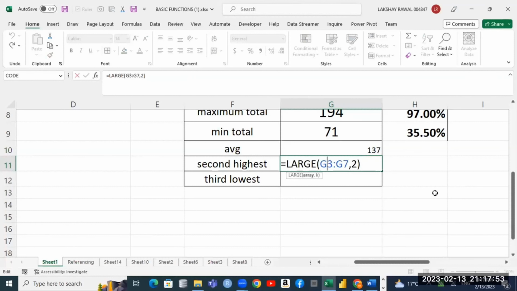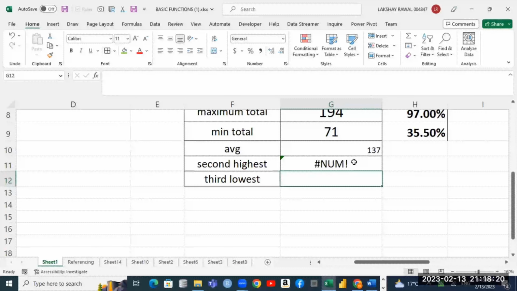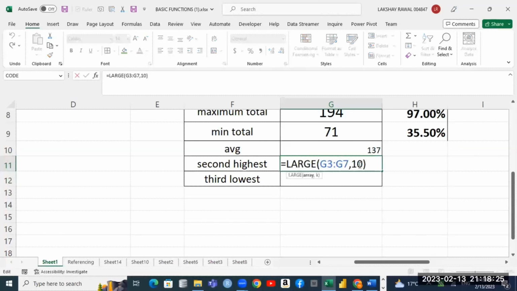It will show me the second highest. If I write 3 here, then the third highest number. If I write 4, fourth highest. If I write 5, fifth highest. If I write 10, any sense? No. Out of 4 values, you are finding the 10th. What will it give you? Error. Clear now?